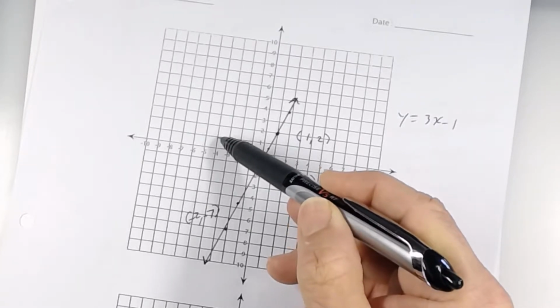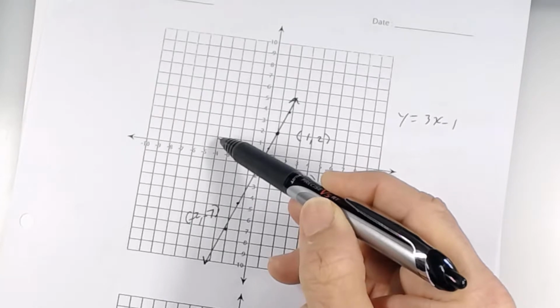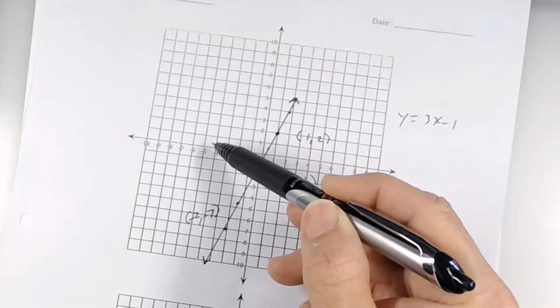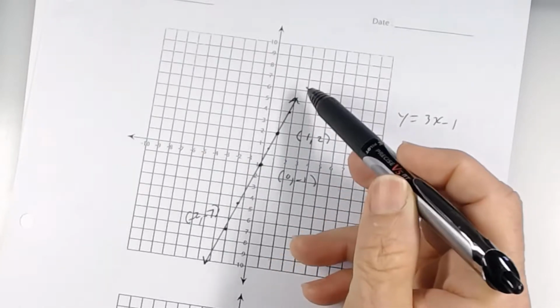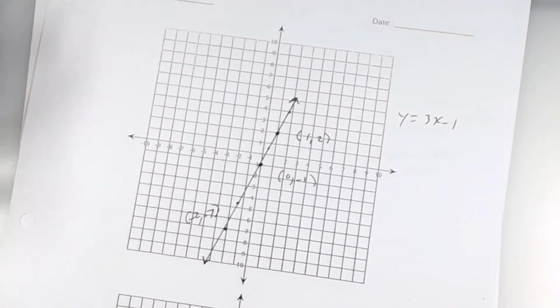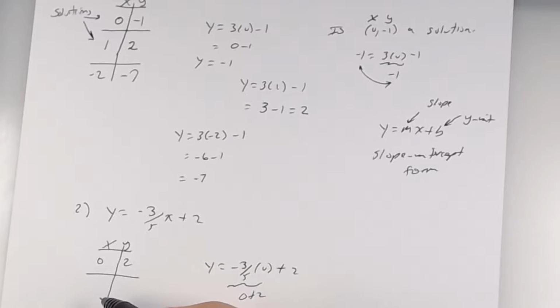Is this point that I'm pointing to right here a solution? No. Why is that not a solution? It doesn't lie on the line. All right? But there's an infinite number of solutions, an infinite number of points on this line. I'm just using 3 of them to graph it.